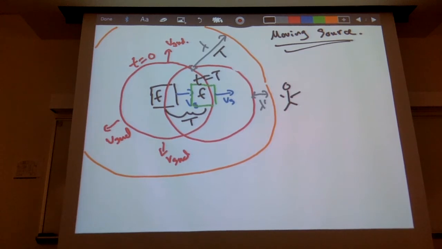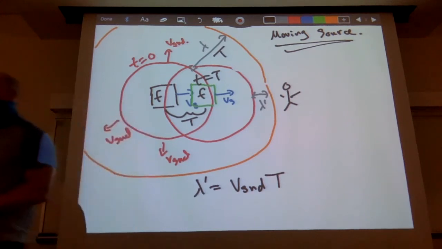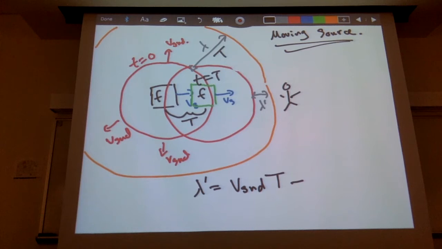From here, what we can see is that the apparent wavelength is going to be equal to the velocity of sound times the period. That's the actual wavelength, minus the speed of the source times the period. All I'm doing here is taking this distance of the wavelength and subtracting off this distance. The period is the same, so this is equal to the speed of sound minus the speed of the source, all times the period.